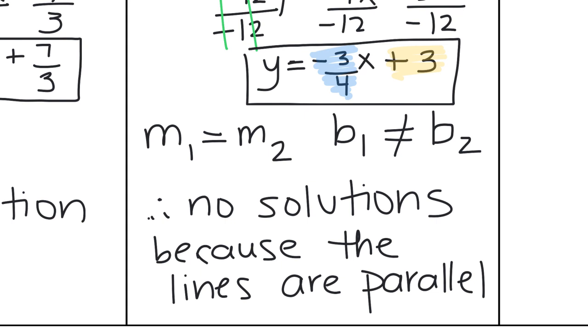They have the same slope, but different y-intercepts. That tells me the lines are parallel to each other and they will never cross each other or intersect in any kind of way, so there will be no solution or no point of intersection.